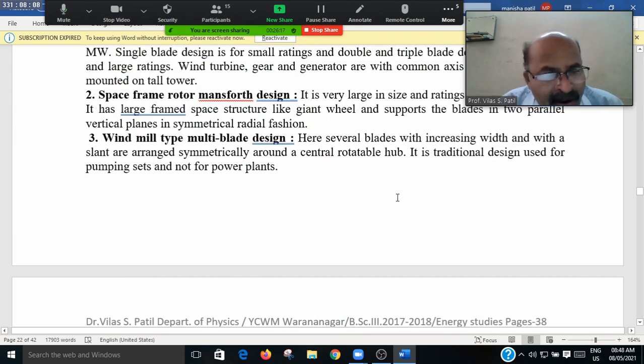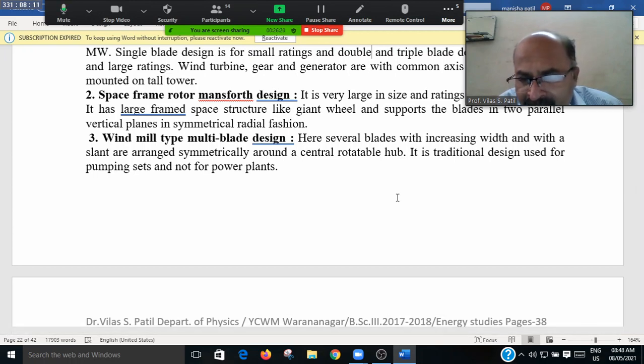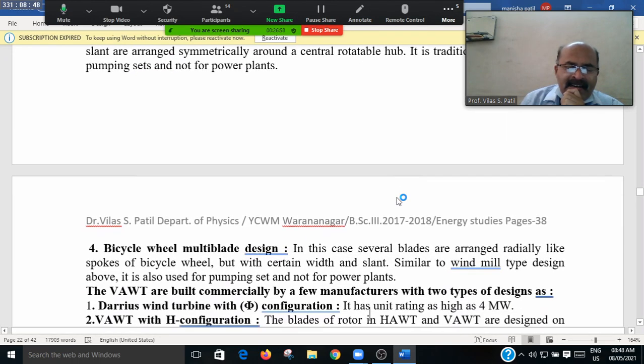Again, third one, the windmill type multi-blade design will also be used, but it is expensive and it suffers damage in large velocity wind. Here, several blades with a slant to catch the wind are arranged symmetrically around the central rotatable hub, that is the central shaft and hub. It is a traditional design used for pumping sets and not for power plants.